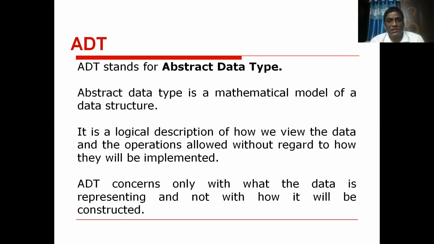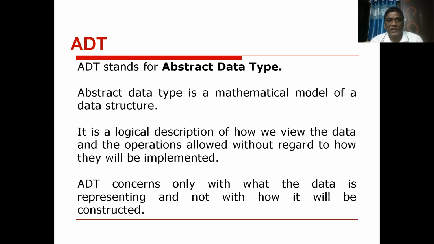ADT is expanded as abstract data type, but probably you know what is meant by abstract. Abstract is something like hiding the actual details or hiding the implementation details. So when it comes to the formal definition, abstract data type is a mathematical model of a data structure. That means you can specify what is a data structure, what kind of data is stored in that data structure, and what are the possible operations that we perform on a particular data structure.